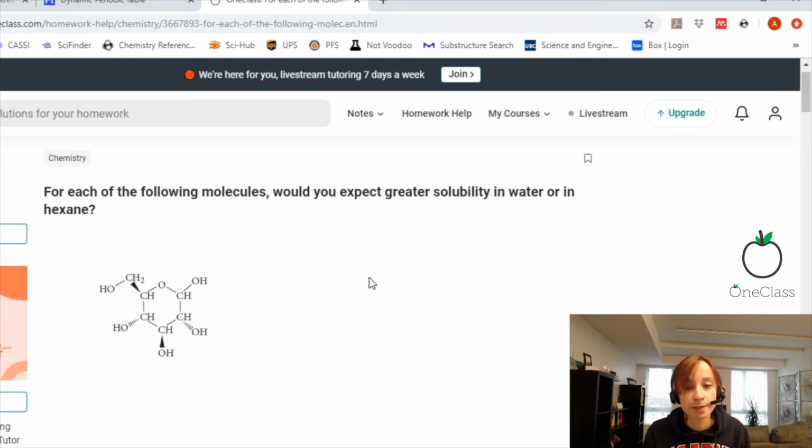To determine whether a compound is going to be soluble in water or in hexanes, all you need to do is determine the polarity of each compound. You just need to determine if it's polar or nonpolar.